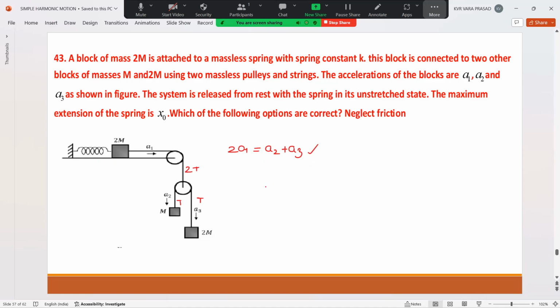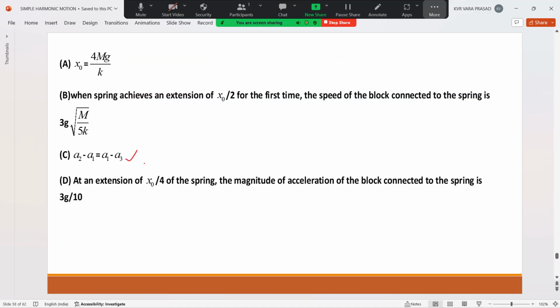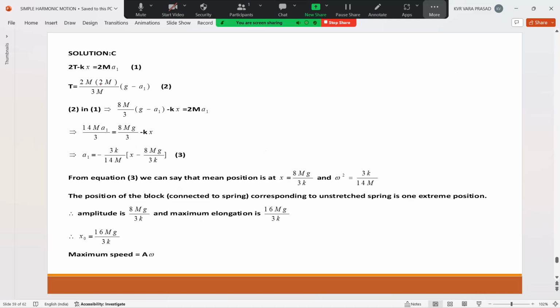Next, let us see the remaining options. How to calculate the maximum elongation of the spring. So here what I'm thinking is that when elongation is maximum, speed must be equal to 0, right? Let us focus now on this block. Okay. Force equation, I can write 2T minus kx. We can see the solution part here. First I'm writing the force equation for that block, which is connected to that spring.